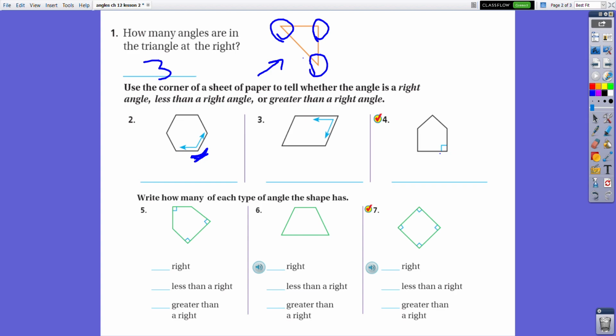Now, before we answer, look at this angle. Does it have the sign, the clue, the little square? No, it doesn't. So this is not a right angle. If you don't see the little sign, the square one that tells you this is a right angle, then this is not a right angle. So maybe it's going to be less than a right angle or greater than. So look at this one.